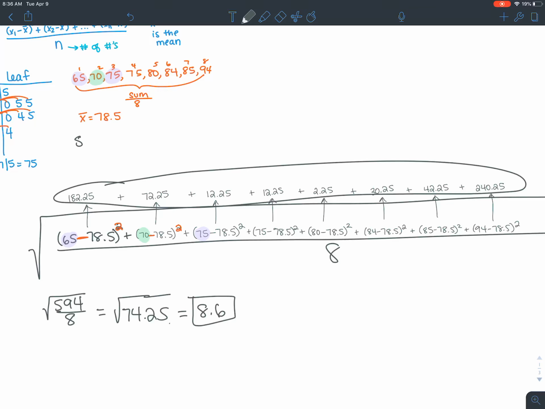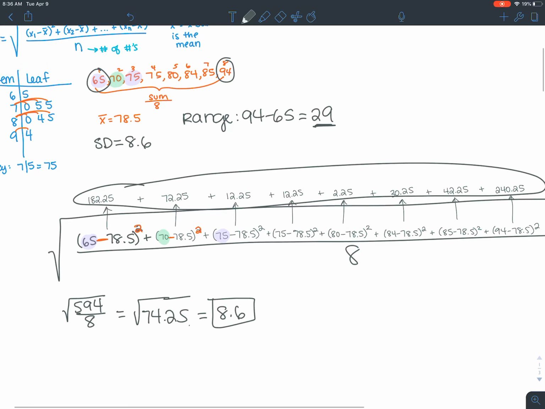Sometimes I shorten standard deviation to SD. So that is 8.6. We can also talk about the range. That would be 94 minus 65, and that is 29. So these numbers have a range of 29. That could be big, it could be small, it depends on what we're talking about. And then the standard deviation is 8.6.